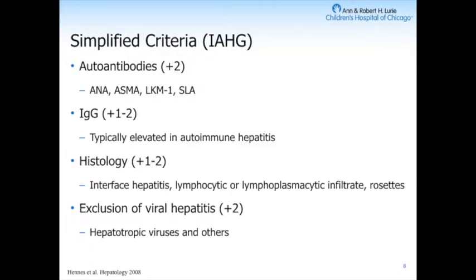This is just a simplified criteria that you guys have seen before. It's not used by everybody. I think you always have to do a liver biopsy to really look at the liver tissue and decide whether or not this looks like autoimmune hepatitis.